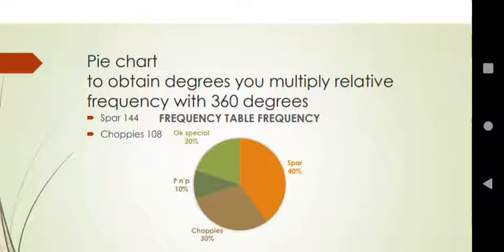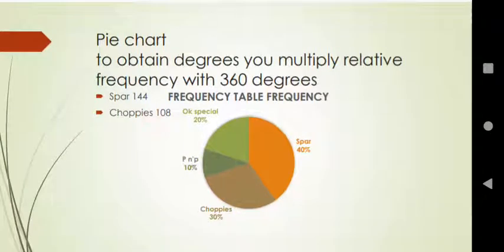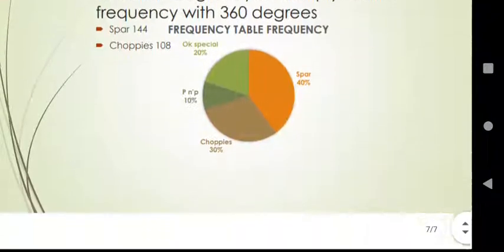Since there are 360 degrees in a circle, a class with a relative frequency like Spar here, which has a relative frequency of 0.4 times 360 degrees, is going to have 144 degrees. Choppies, with 0.3 relative frequency times 360 degrees, is going to give us 108 degrees. Then from there we plot the pie chart as we know it.